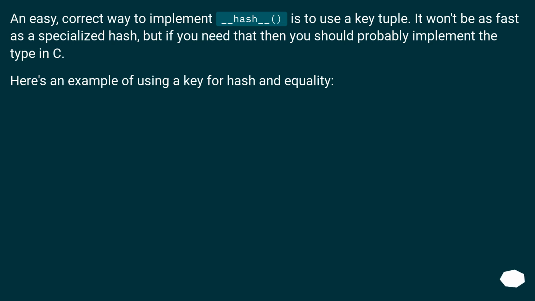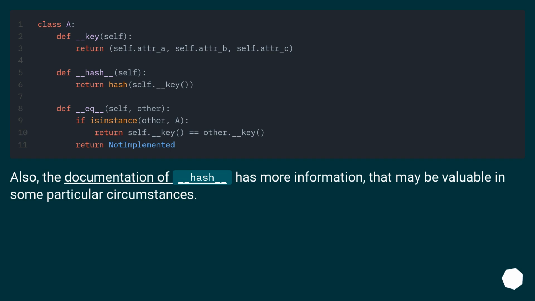An easy, correct way to implement __hash__ is to use a key tuple. It won't be as fast as a specialized hash, but if you need that, then you should probably implement the type in C. Here's an example of using a key for hash and equality. Also, the documentation of __hash__ has more information that may be valuable in some particular circumstances.